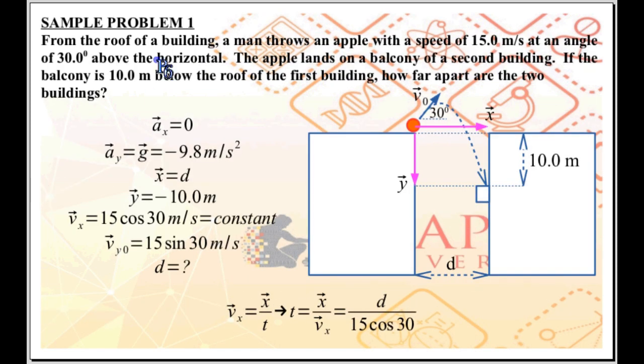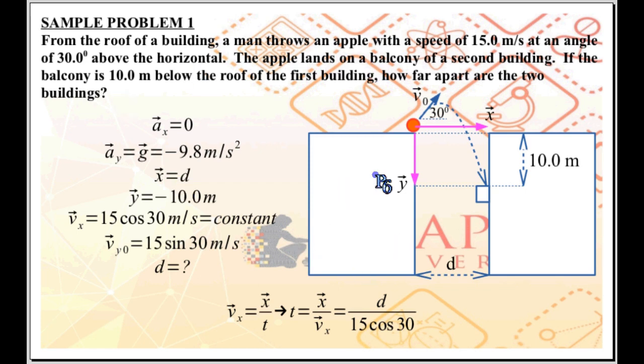So let's have a couple of examples, starting with sample problem number 1. From the roof of a building, a man throws an apple with a speed of 15 meters per second at an angle of 30 degrees above the horizontal. The apple lands on a balcony of a second building. If the balcony is 10 meters below the roof of the first building, how far apart are the two buildings?